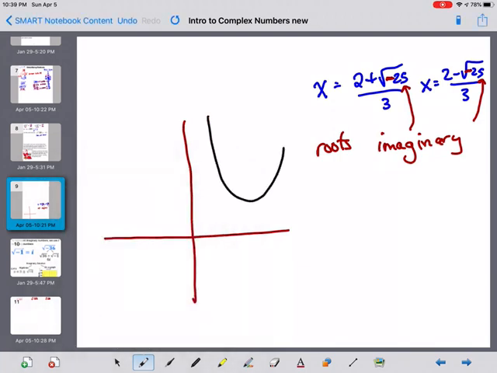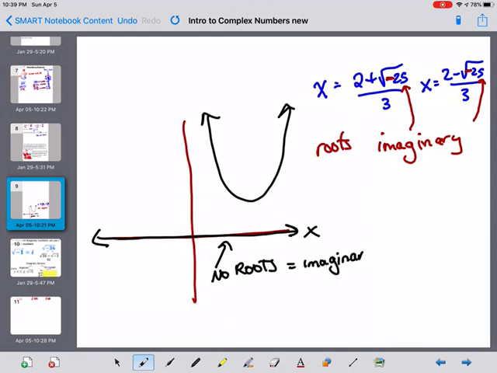Imagine if your parabola never crosses the x-axis. Here's the x-axis. If the parabola never crosses it, there are no roots because it never crosses the x-axis. These are called imaginary roots. So imaginary roots are going to have a negative inside of the square root.